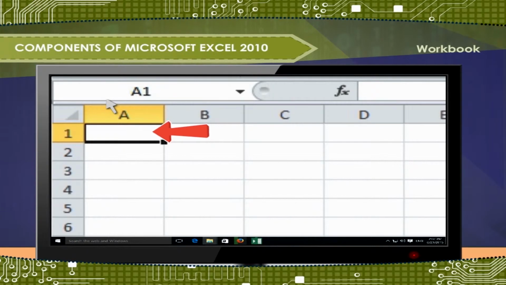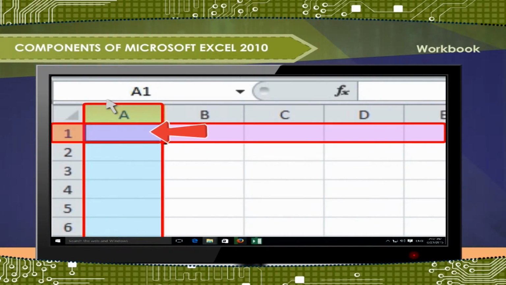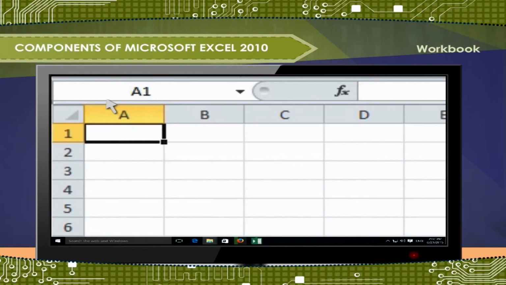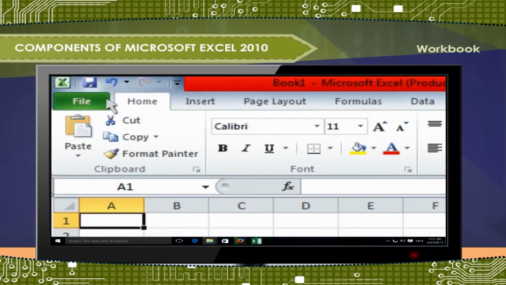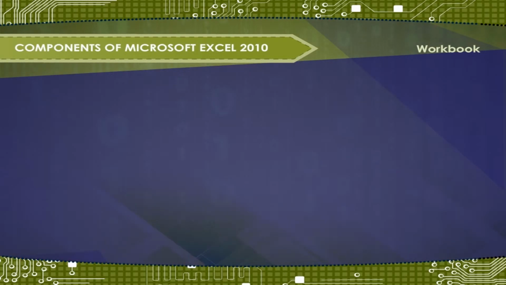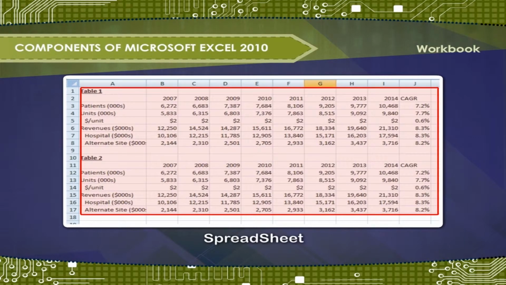Cell. A rectangular block formed by the intersection of rows and columns. Active cell. A cell with dark boundary. Cell address. A cell address is referred by column number and row number. Example, A1 refers first column A and first row 1. Data types. Number, text, and formula.